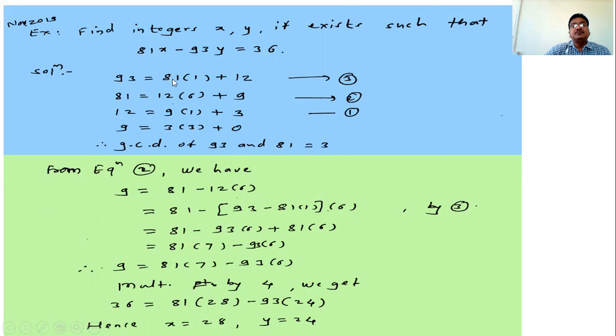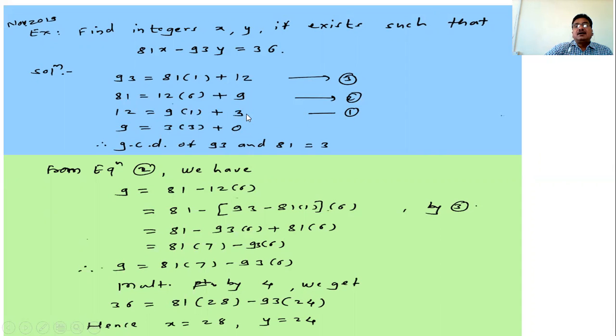By using the Euclidean algorithm. Divide the larger number, 93, by the smaller number 81. Obviously the quotient is 1 and the remainder is 12. Then divide 81 by 12. Using a calculator, the answer is 6 point something, so the quotient is 6, and 81 minus 12 into 6, that is 72, gives 81 minus 72 is 9. Then divide 12 by the remainder 9: quotient 1, and 12 minus 9 into 1 is 3. Then divide 9 by 3: the quotient is 3 and the remainder is 0.